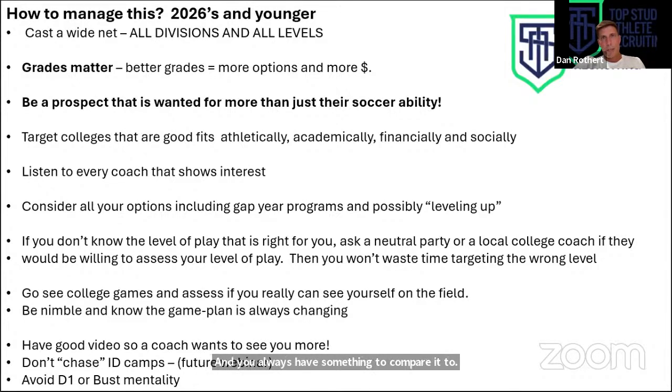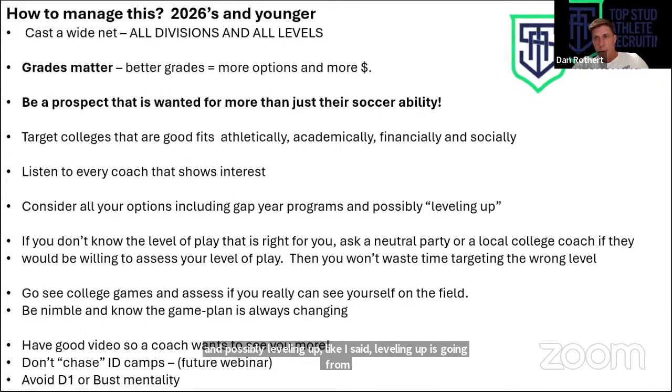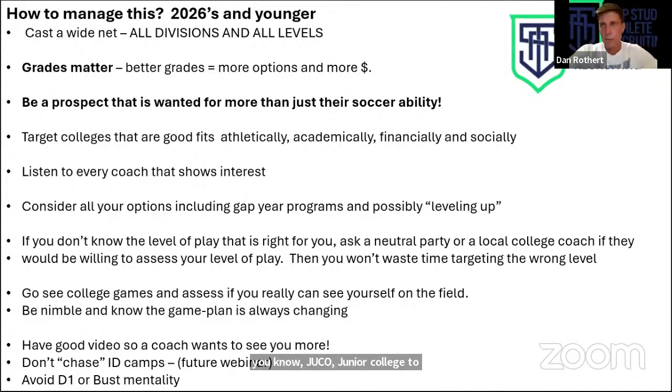Consider all your options, including gap year programs and possibly leveling up. Like I said, leveling up is going from JUCO, junior college, after two years, on to maybe a Division II or Division I school, or going to play at a lower level and working your way up.